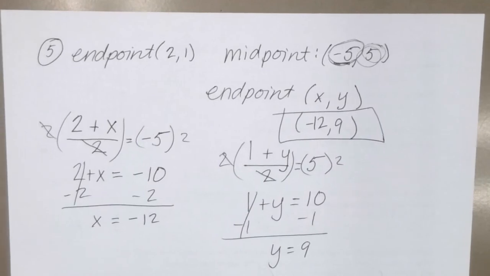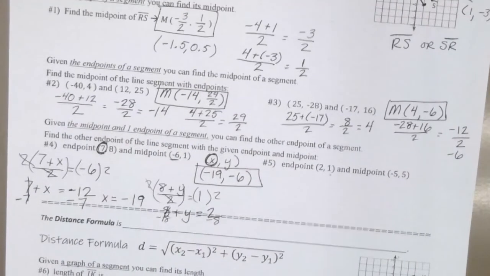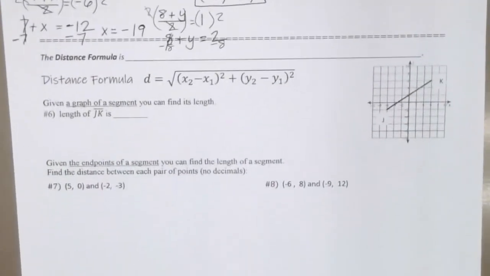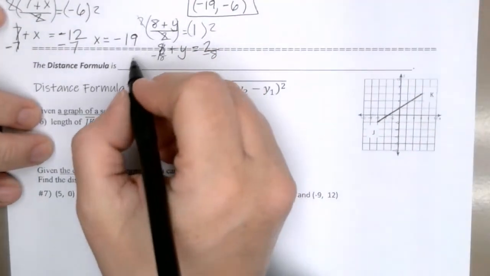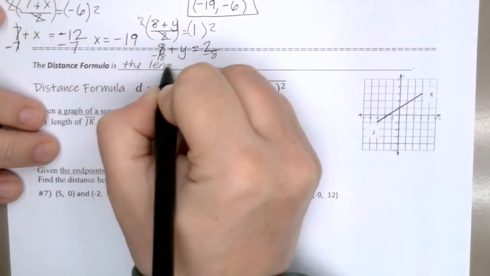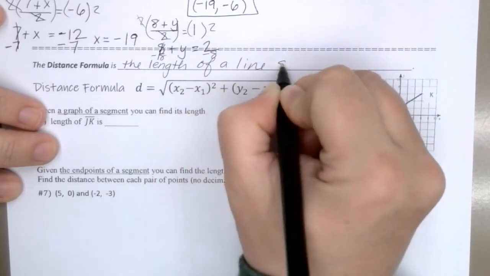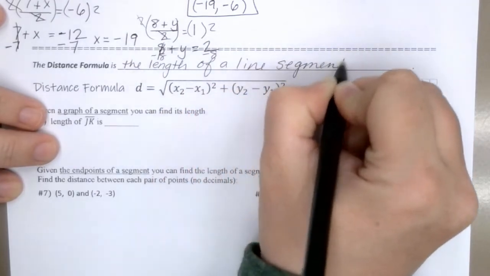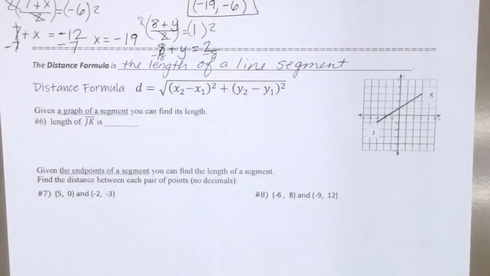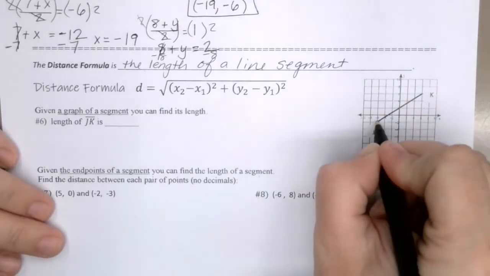Okay. Let's go back to the front now. That's the end of midpoint. Okay. Distance formula. The distance is the length of a line segment. Or, like the definition on the other page, it's used to find the distance between two points. So again, I can be given a picture. Here's a picture. And I can identify what those two points are, can't I?